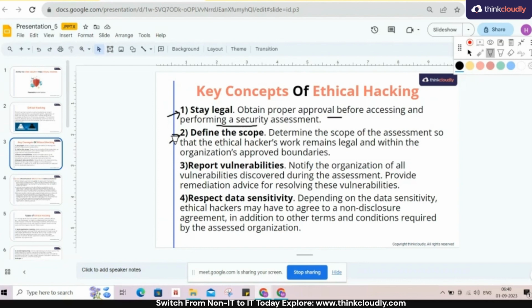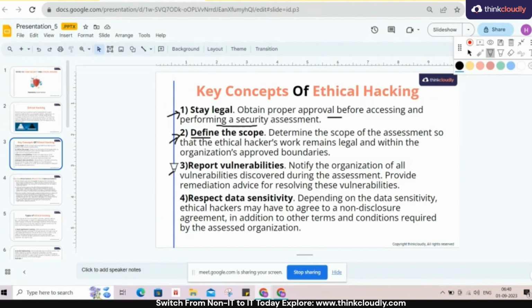In the same way, if a company hires you, they will provide you the scope. They have servers, security devices, and network devices, and they will tell you to do the security assessment only for the web application. You don't have to perform anything on the network devices, the firewall, or the security devices. That comes under defining the scope.